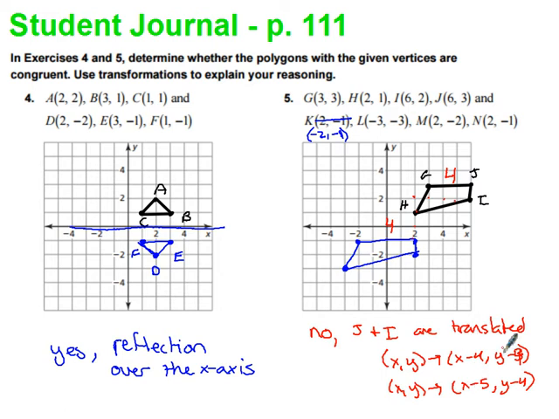So since they were not both translated with the same rule, the same number of units left and the same number of units down, since that didn't happen, they are not congruent. And so they have to be translated by the exact same amount on both x and y to be congruent figures.